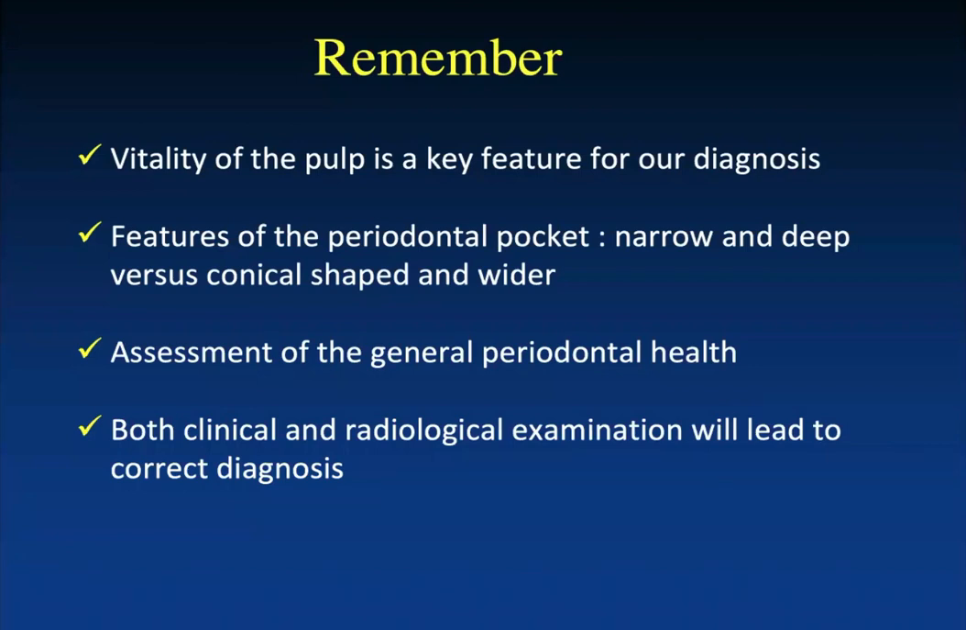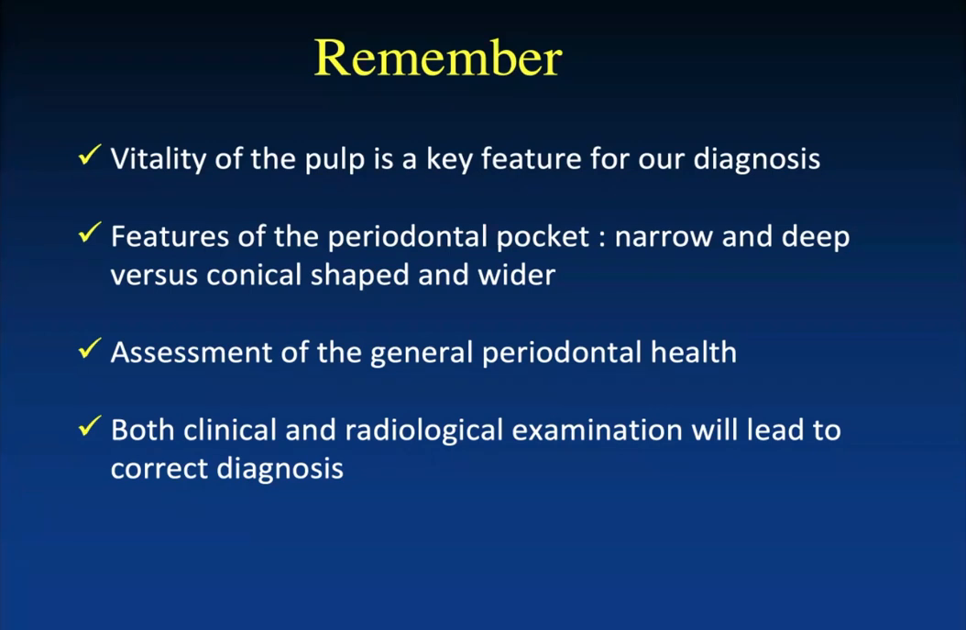Vitality of the pulp is a key feature for the diagnosis. It will help us to diagnose, let's say, for instance, periodontal lesions from endodontic. It will help us to diagnose as well some cases of cemental tear. Features of periodontal pockets: narrow and deep versus conical shape and wider. Narrow and deep, mainly endodontic. It could be vertical root fracture. It could be, as we said, the lingual groove. It could be primary endo lesions or endodontic lesions. However, the wide one, it could be more periodontal.